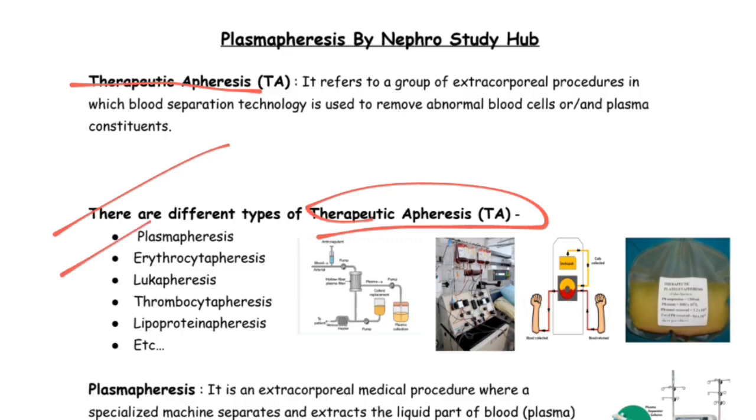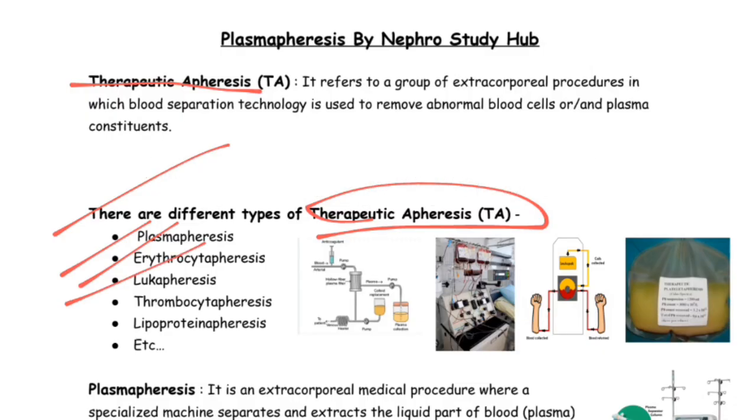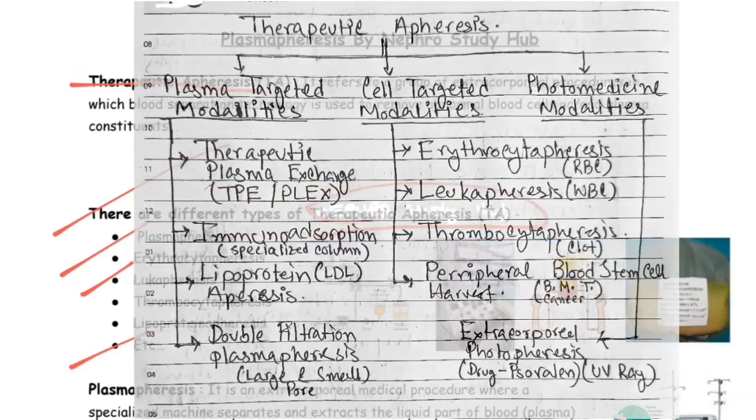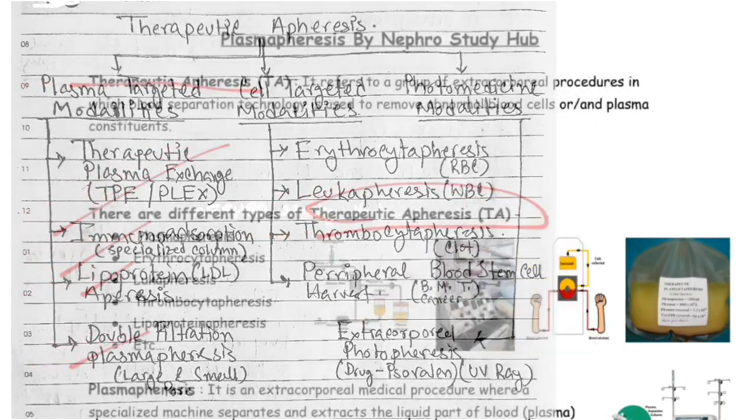First one is plasmapheresis, second one is erythrocytopheresis, third one leukapheresis, thrombocytopheresis, lipoproteinpheresis, etc. Why am I saying etc.? Because therapeutic apheresis is divided into many parts. So we need a separate video on therapeutic apheresis. Later I am going to make a video on that topic.